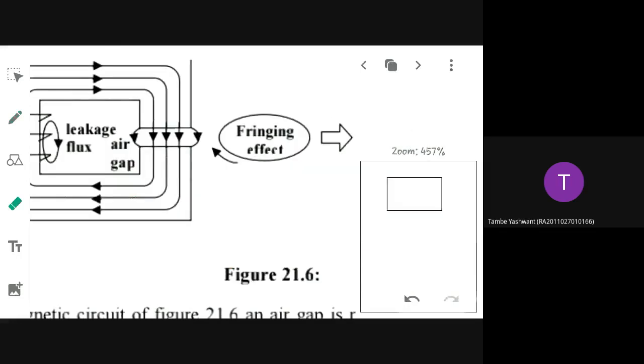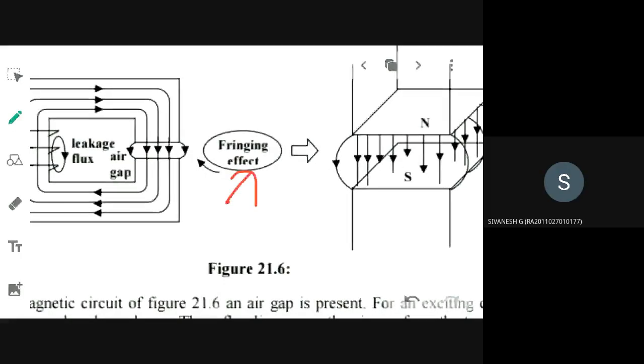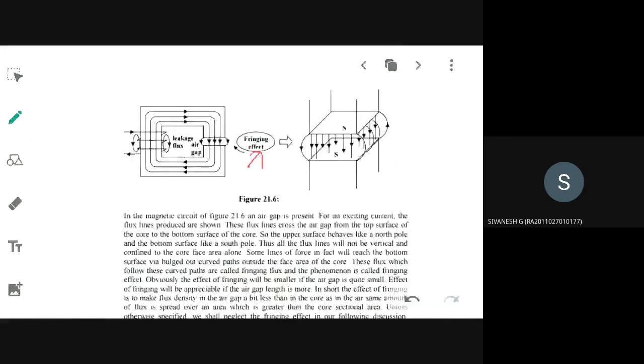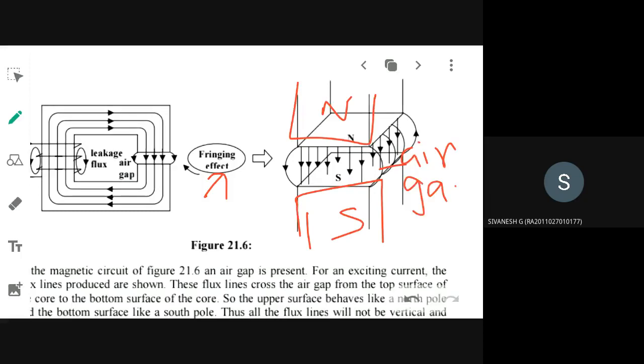Similarly, one more effect also you need to define. That effect is called a fringing effect. What is the name of the effect? Fringing effect. Suppose if you see to the diagram, there is a north pole here, there is a south pole here, between which you are seeing an air gap. So whatever flux lines are set up, they should be always sticking to the air gap.